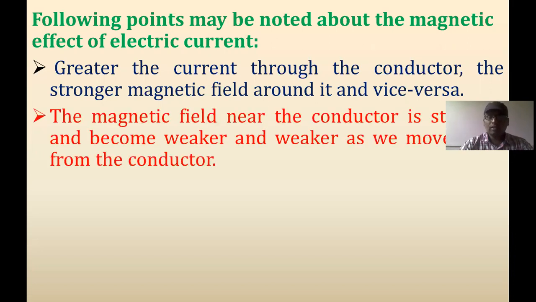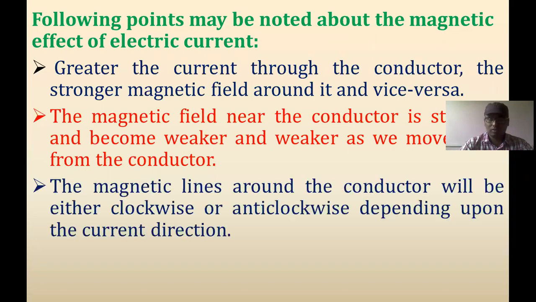The second point: the magnetic field near the conductor is strong. As we already discussed, the magnetic field near the conductor is strong and becomes weaker and weaker as we move away from that conductor. Third, the magnetic lines around the conductor will be either clockwise or anti-clockwise depending upon the direction of the current. म्हणजे जी काय मॅग्नेटिक फील्ड तयार होणार आहे ती आयदर क्लॉकवाईज असू शकते किंवा अँटी क्लॉकवाईज असू शकते. तर ते कशावरती डिपेंड आहे? करंटच्या डायरेक्शन वरती डिपेंड आहे.